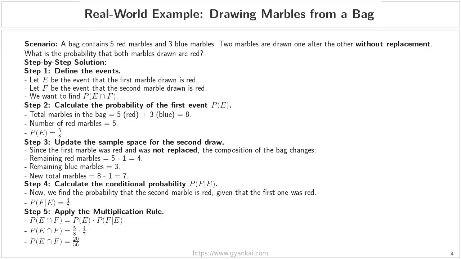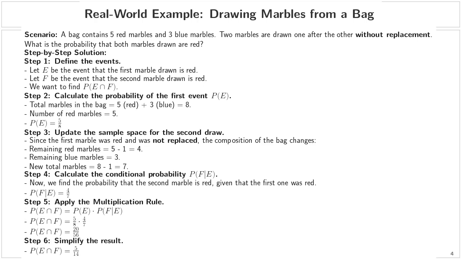Step 5. Now, we apply the multiplication rule that we learned in the previous slides. We multiply the probability of the first event by the conditional probability of the second event. So, we take the probability of E, which is 5/8, and multiply it by the probability of F given E, which is 4/7. This calculation gives us 20/56.